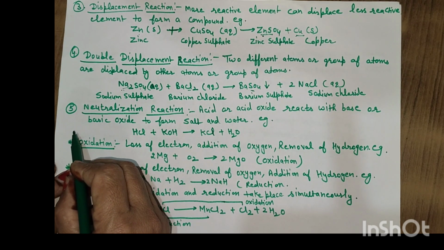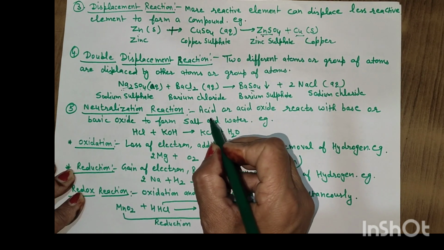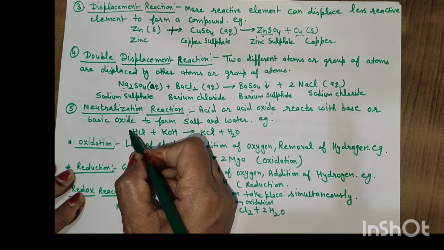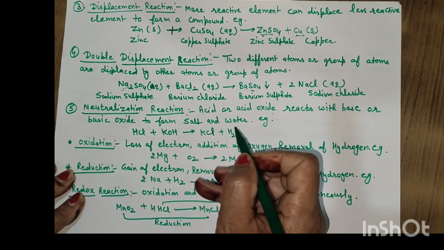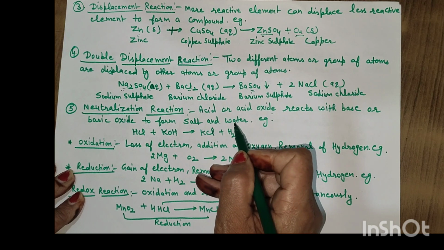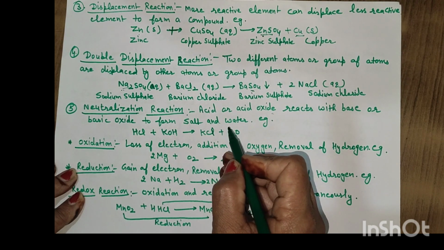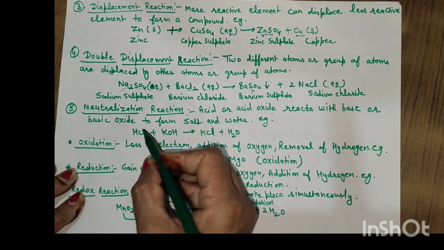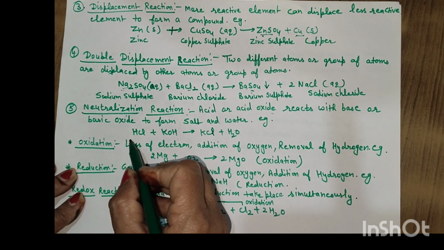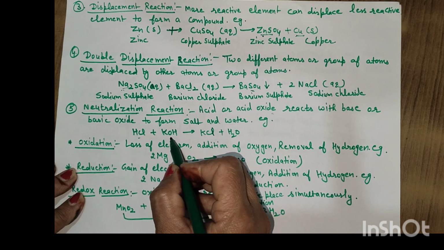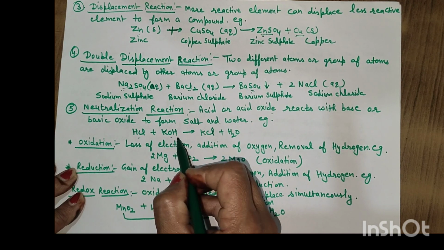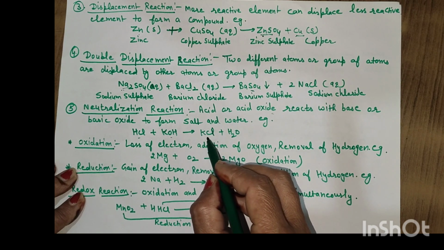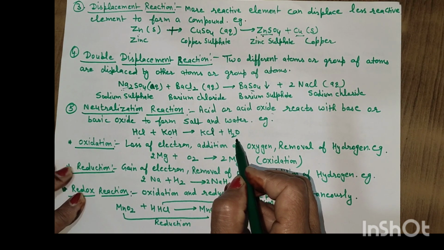Now the neutralization reaction. In this type of reaction, acid or acid oxides react with base or basic oxides to form salt and water. Here salt and water are formed and they neutralize the effect of each other, and this is called neutralization reaction. Example is HCl plus KOH. HCl is acid and KOH is base. When both combine, they form the salt KCl and water H2O.